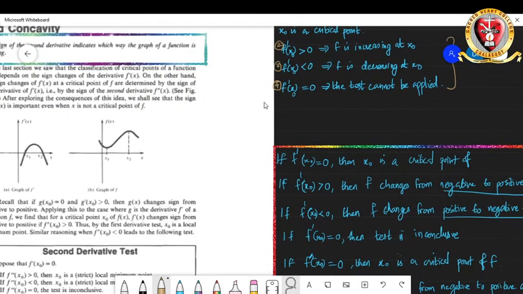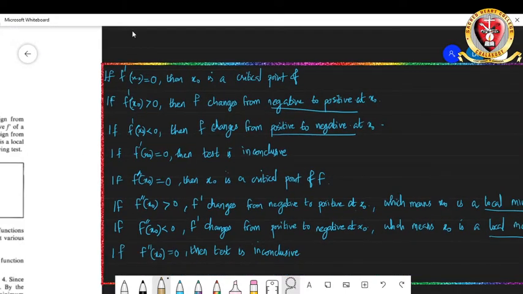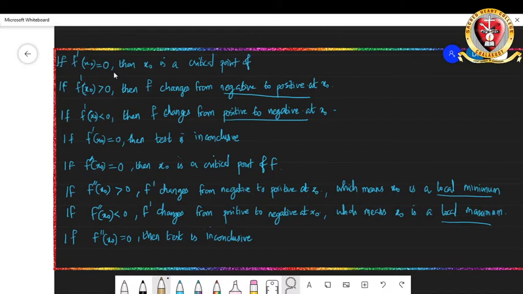And also to recap some of the details from the last section, as we said, if x naught is a critical point, then f dash of x naught is equal to 0. If f dash of x naught is strictly greater than 0, we said that the function is increasing at x naught, or we can say that f changes from a negative value to a positive value at x naught. Similarly, if f dash of x naught is strictly less than 0, then f changes from a positive value to a negative value at x naught. And when f dash of x naught is equal to 0, the test is inconclusive. We cannot conclude.